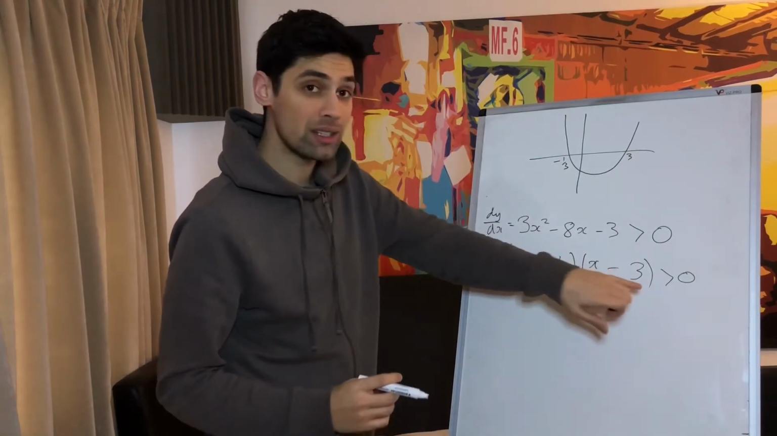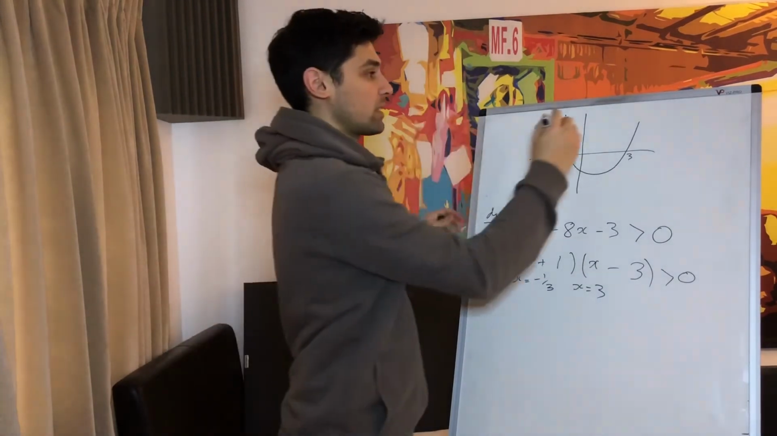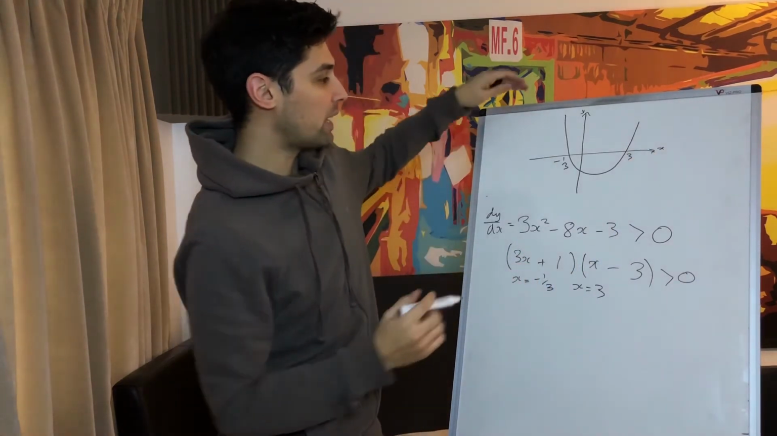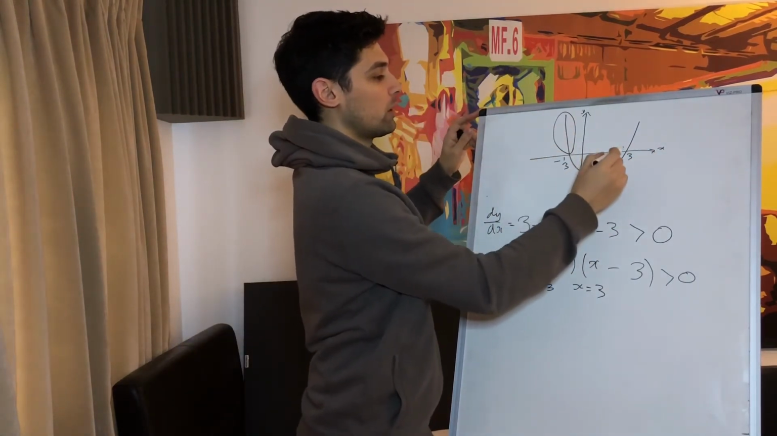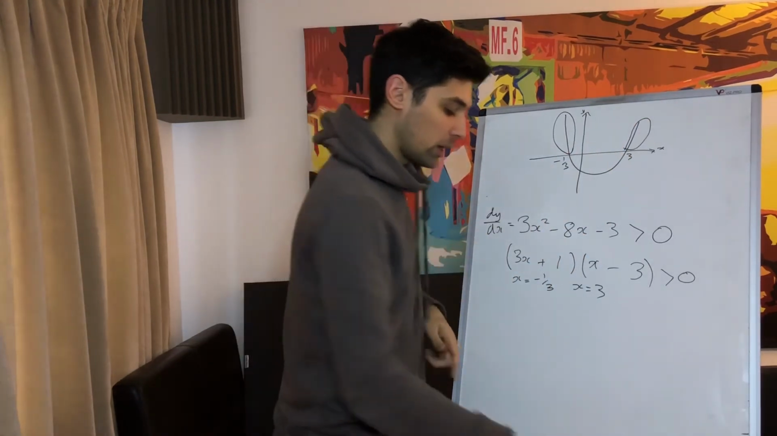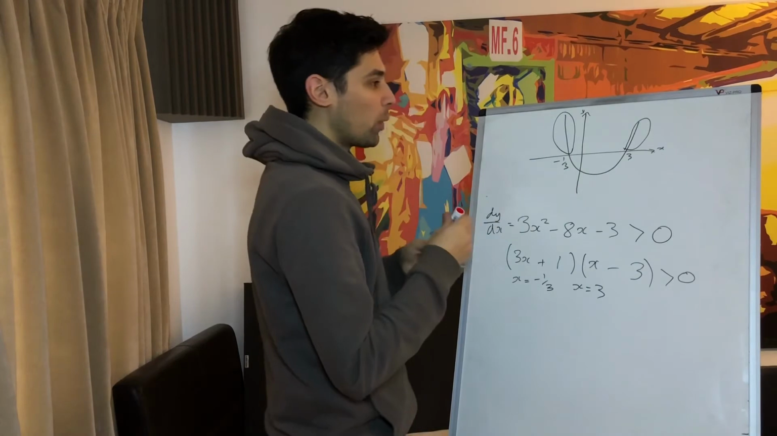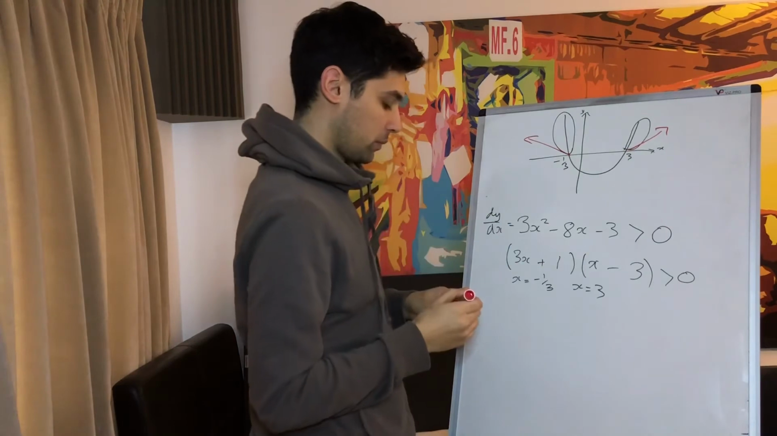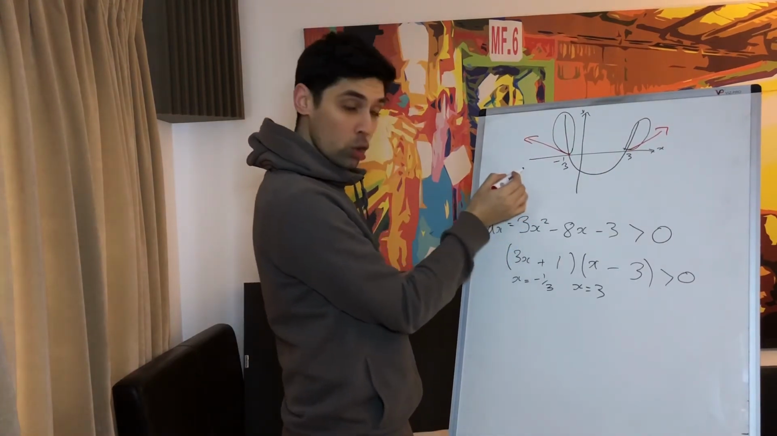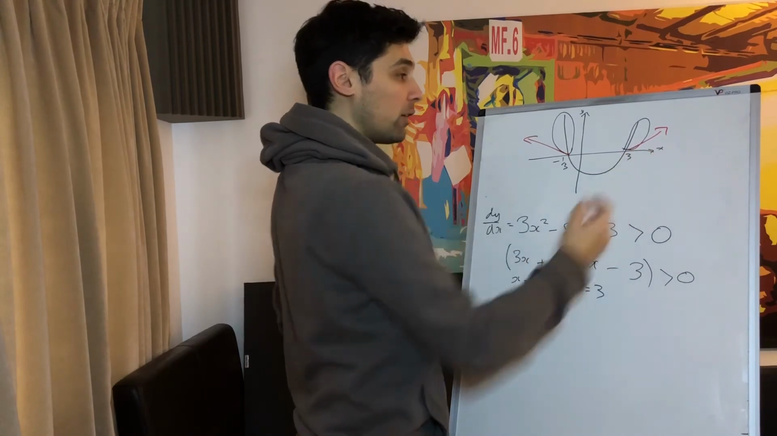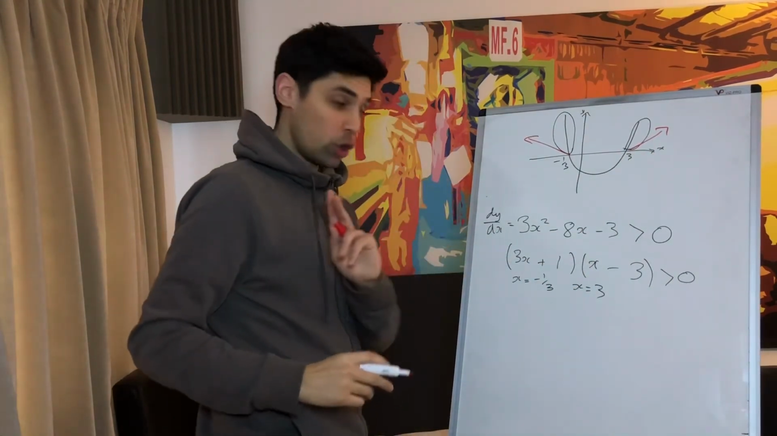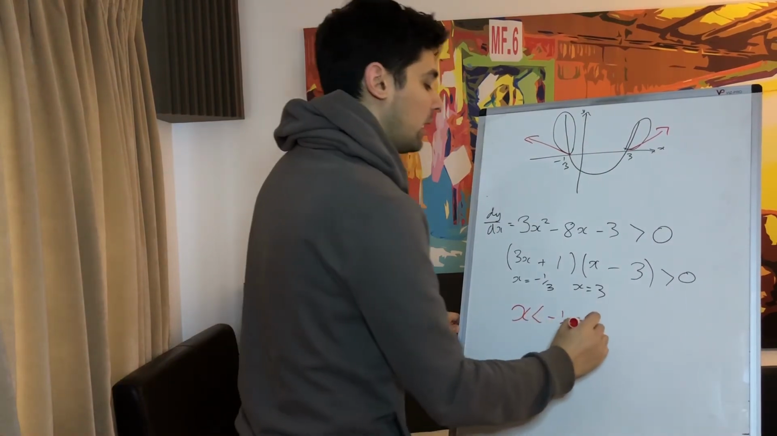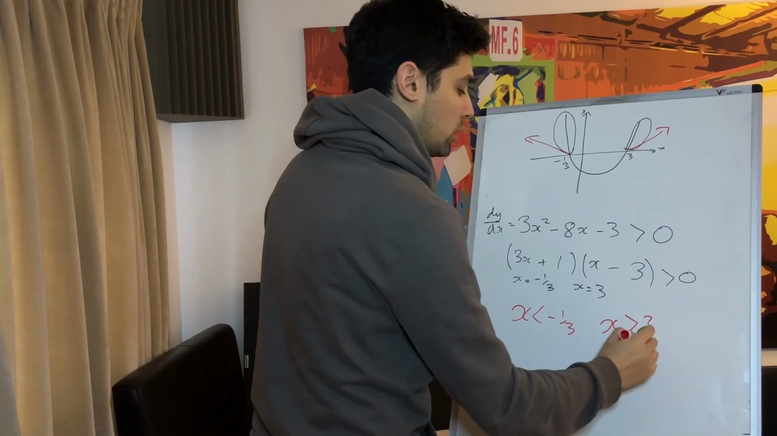When this is larger than 0, that's when we're talking about above the x-axis. So this is our y-axis here, this is our x-axis here. This curve is above the x-axis in this region and in this region. Let me grab another colour here. So the way I always view it is going to be like that, going that way, and like that, going that way. And that is defined as the area below minus a third and the area above 3. Two separate regions, two separate inequalities. So we would say x is less than minus a third and x is larger than 3.